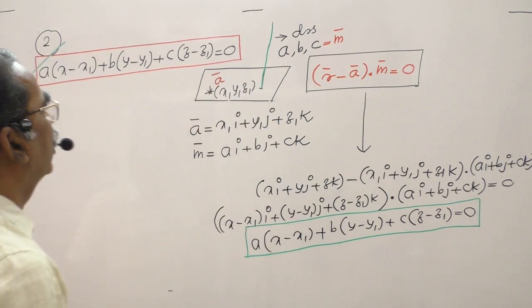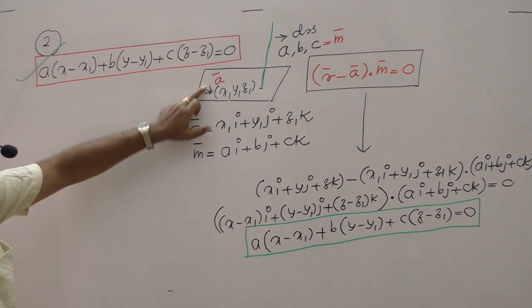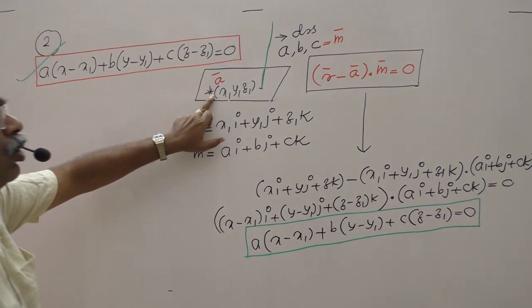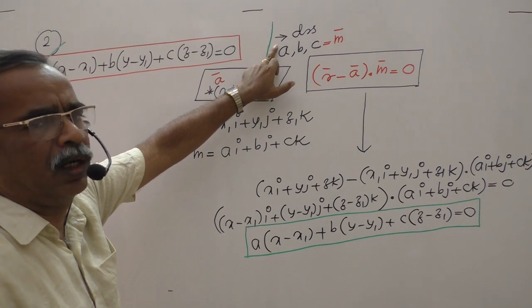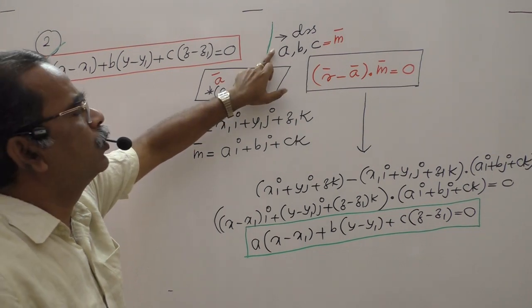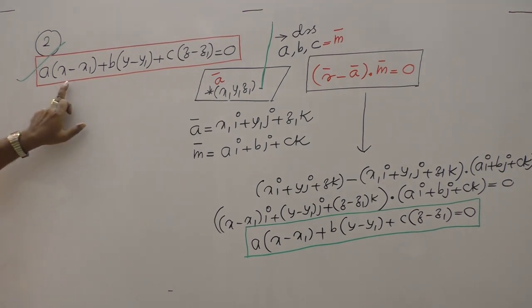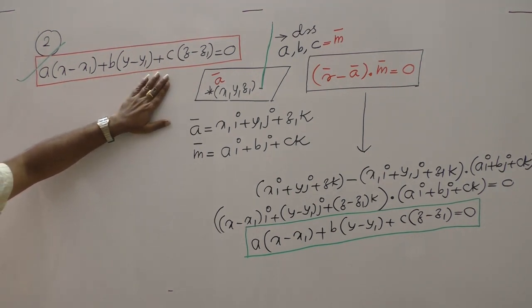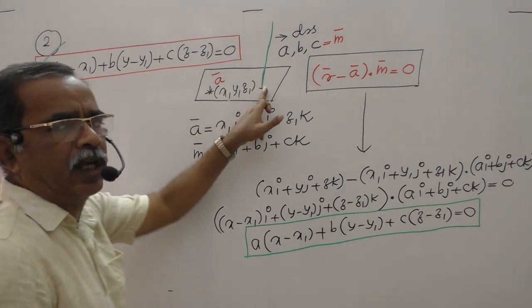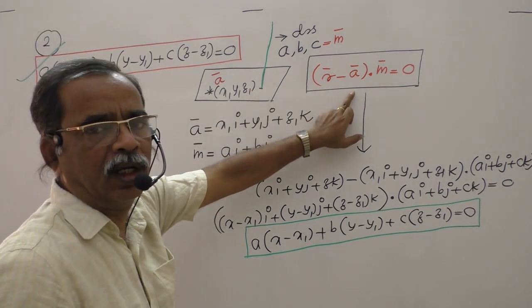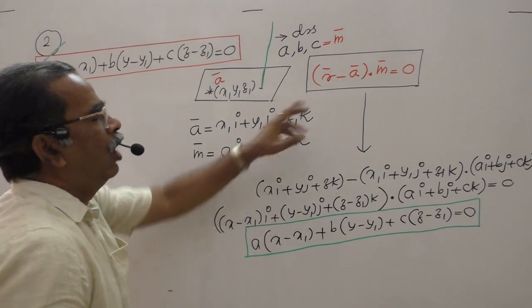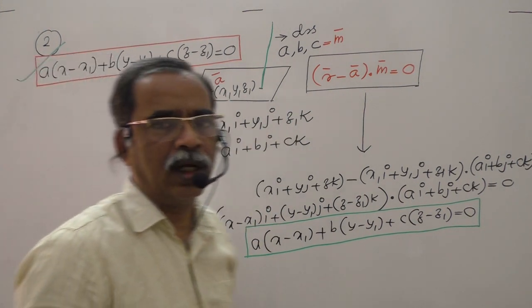So this is a formula. If a plane is given, passing through a point and perpendicular to a line, this perpendicular line is called normal, and its Cartesian equation is this geometrical equation. For the same plane, this is the vector equation. So how to transform one to another?